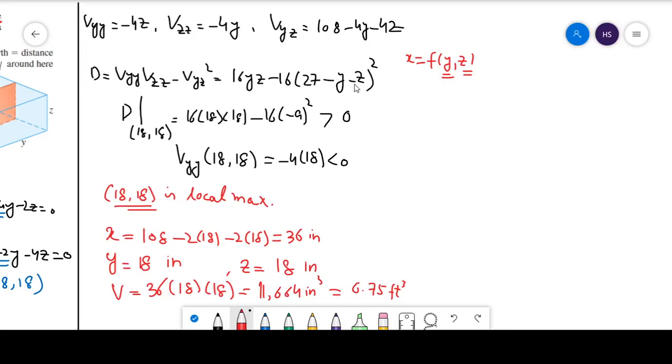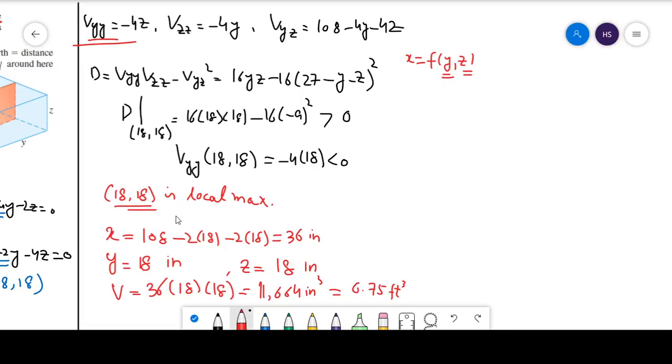So I just calculated here. I calculated the discriminant at (18, 18), and it is positive. Similarly, I calculated the second partial derivative with respect to the first variable at (18, 18), and this gives a negative. The discriminant is positive and the second order partial derivative with respect to y at (18, 18) is negative. That means (18, 18) is our local maximum, right?